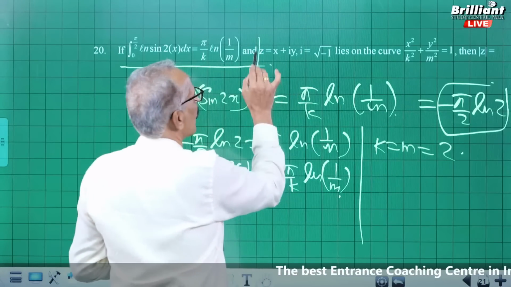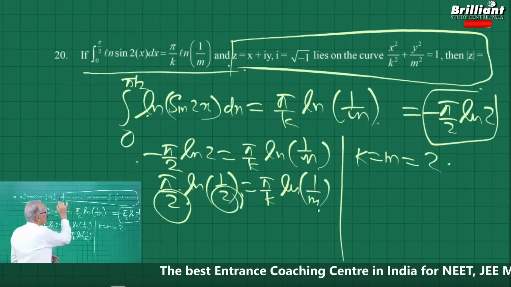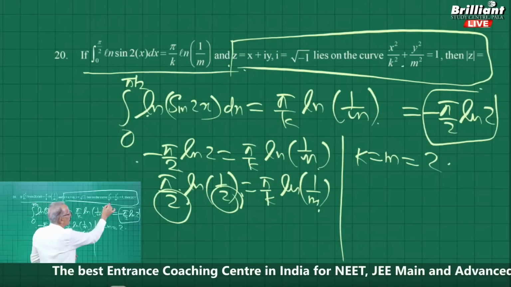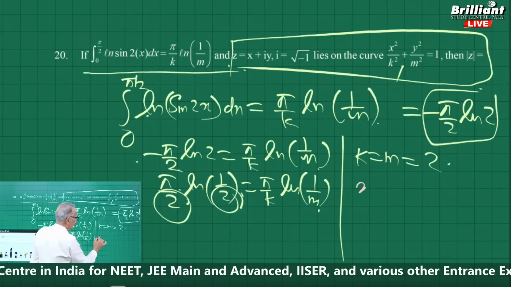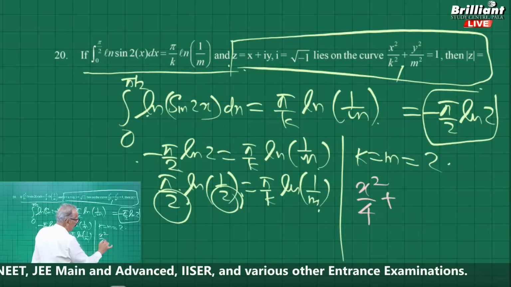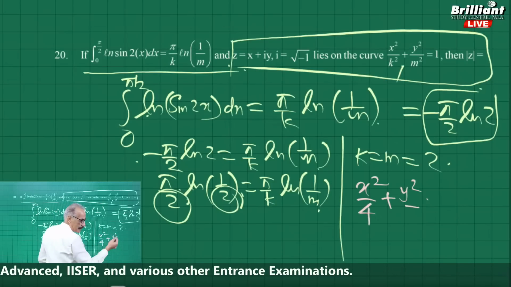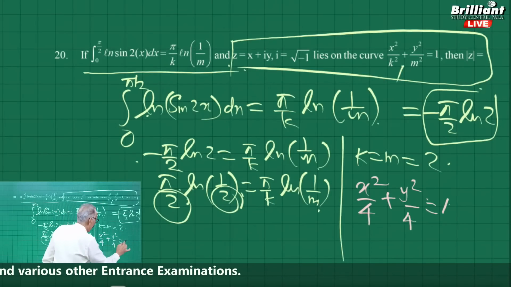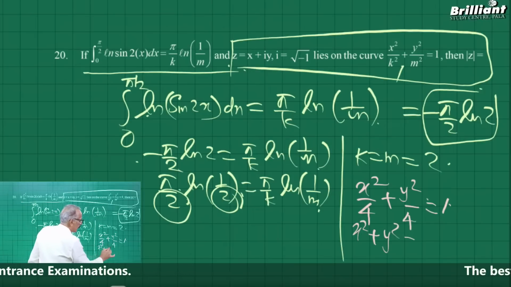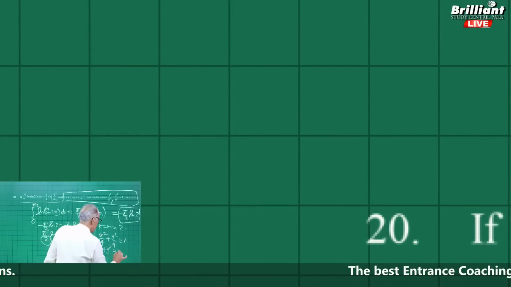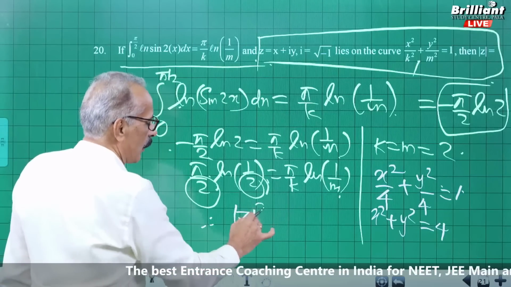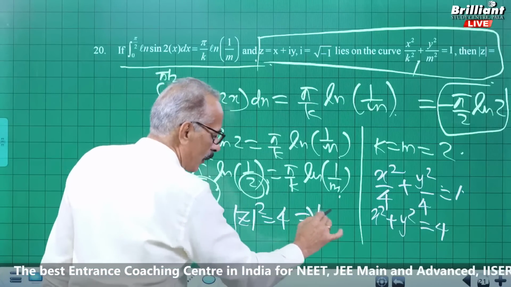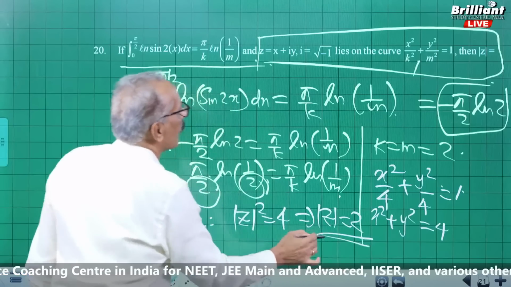Look at this complex number part. x is equal to this. So I will substitute in this curve. x square by k square means 4, plus y square by m square. That's a circle now, equal to 1. Your x square plus y square is equal to what? 4. Therefore, your modulus of z the whole square is equal to 4 and your modulus of z is equal to 2. And that's your question.